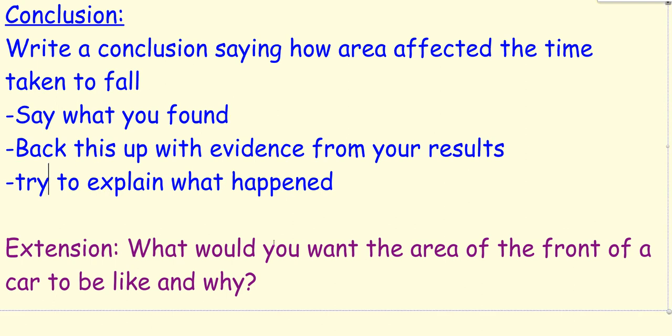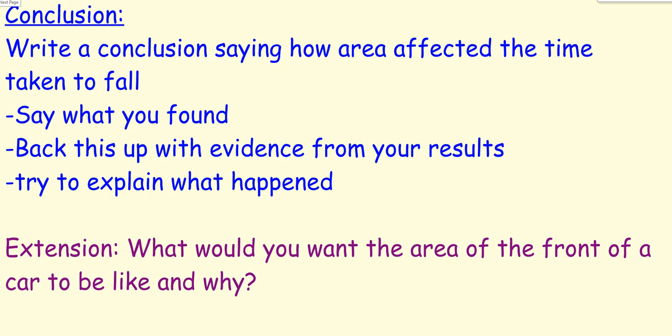So using what we talked about at the start of the lesson, about being streamlined and the shape of things having an effect on how they fall, and things like air resistance, why did that happen? Okay, and then a bit of an extension, which is going to come on to the task we've done next. What sort of shape would you want the front of the car to be like, and why? Okay, so pause the video again, and then complete your conclusion. And when you're ready, we're going to go on to our final task of today. So the conclusion should be written, and you want to send that to me when you are done.